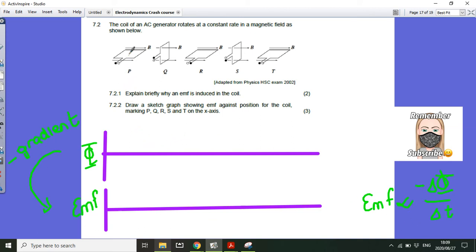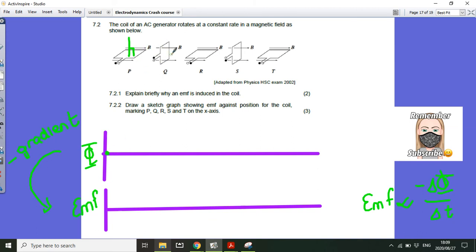All right. So if we look at this one here, if it's in this position, there's my magnetic field, there's my normal there. So if you were going to do the maths, there's a 90-degree angle there. So cos 90 is 0. So flux is 0. But you can also see that no lines pass through that area. So we're going to start our flux graph at 0.